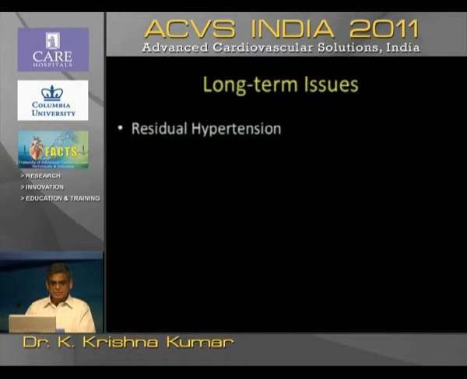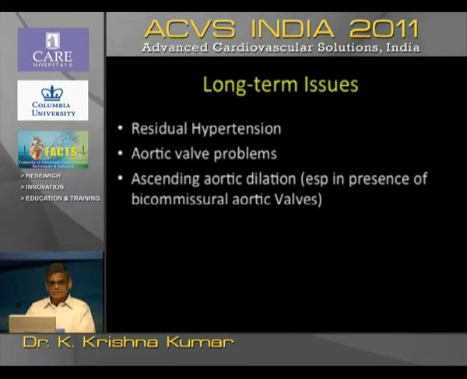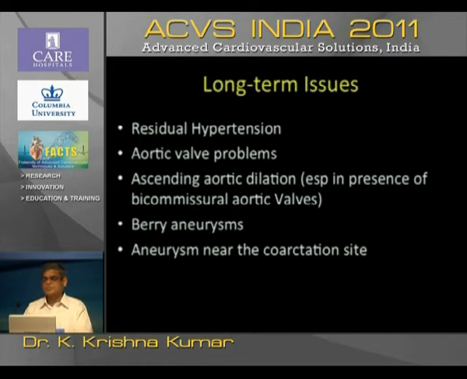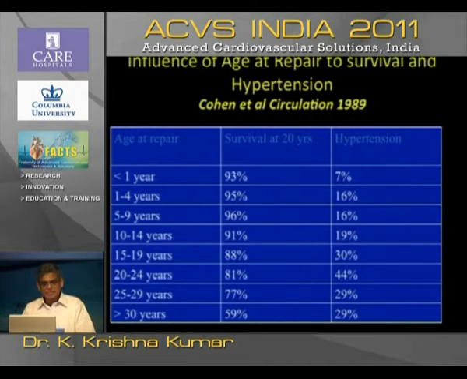Residual hypertension, aortic valve problems, ascending aortic dilatation, berry aneurysm, nothing is resolved with stenting. None of this goes away. So you have to be very, very careful with follow-up. So these are some data illustrating that there isn't much point in delaying treatment of coarctation because survival can be limited with that. And of course, residual hypertension increases with age.